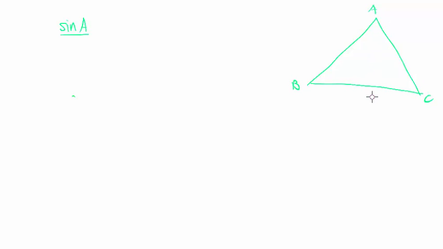and I name the opposite side lengths with the lowercase letter, then the sine rule says that if I take the sine of this angle divided by its opposite side, it will be the same answer as the sine of any other angle divided by its opposite side. And the same would go for sine of C over c.